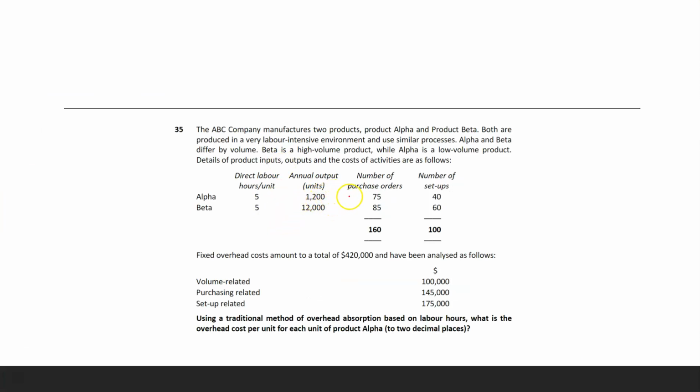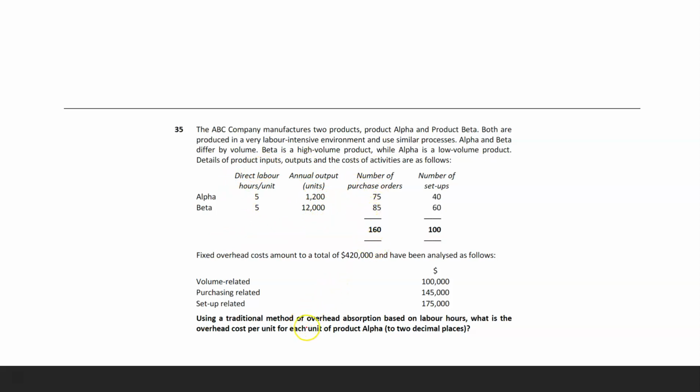So let's do this one. Let's see what's actually happening here. We have the ABC company, which manufactures two products, alpha and beta, and both are produced in very labor intensive, similar processes, but differ by volume. Beta is a high volume product, and alpha is a low volume product. Details of a series of costs, and you've read this question, of course, you've done it.